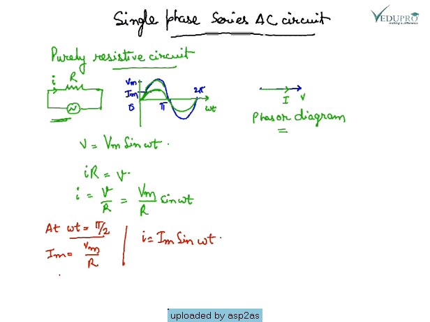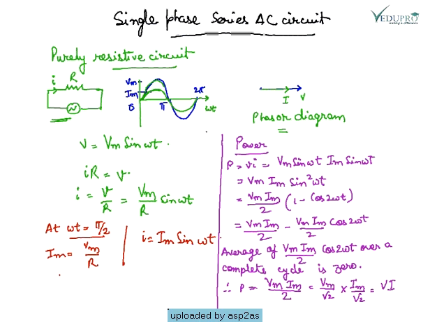Now we will find out the power in a purely resistive circuit. Power is given by voltage into current, and here this is the instantaneous voltage multiplied with the instantaneous current. The value is Vm sin omega t and Im sin omega t.